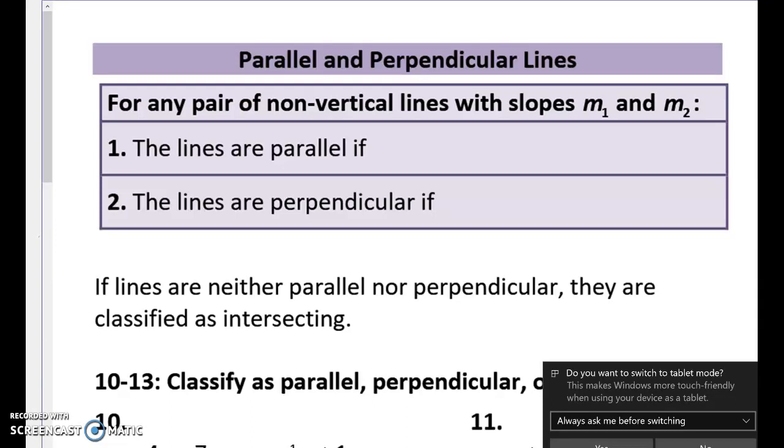Hello and welcome to part 2 of lesson 3B. This is going to be real quick, guys, I promise. We're going to look at parallel and perpendicular lines.